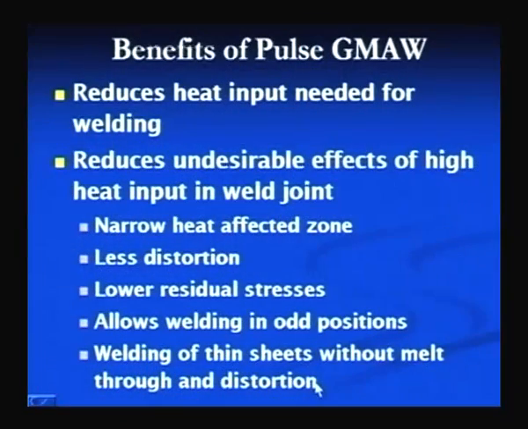And welding of thin sheet is also possible without melt through and distortions, because thin sheet welding needs less heat input, and better control over the heat input is possible with the pulse gas metal arc welding process, because current is continuously pulsed between the low and high level, and the durations of the pulse current and the base current can be adjusted as per the needs of the heat input for given welding conditions.